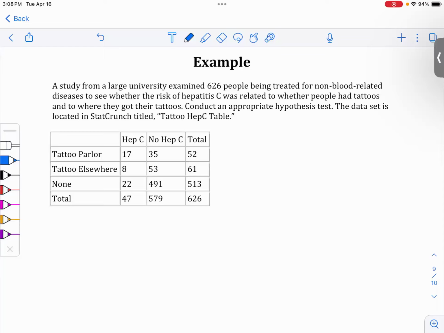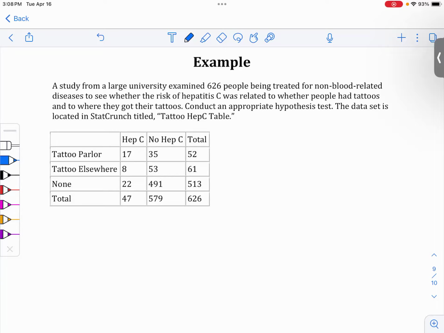All right, so a study from a large university examined 626 people being treated for non-blood related diseases to see whether the risk of hepatitis C was related to whether people had tattoos and to where they got their tattoos. Conduct an appropriate hypothesis test. The data set is located in StatCrunch, tattoo Hep C table.